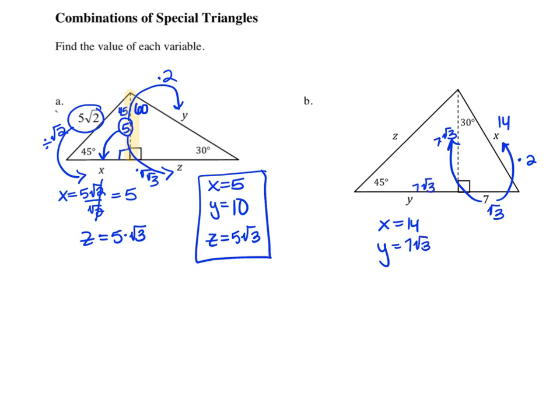So then to get z, I take the 7 root 3, and I'm going to multiply it by root 2 for the hypotenuse of a 45, 45, 90. So your z is going to be 7 root 3 times root 2, and root 3 times root 2 is root 6. So z is going to be equal to 7 root 6.